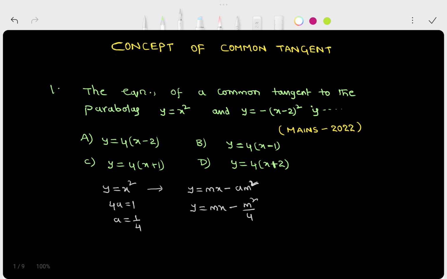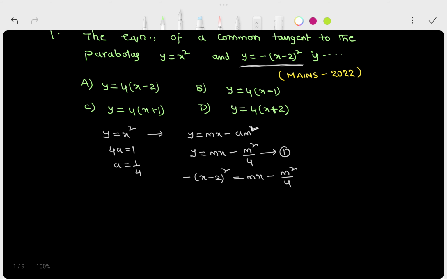Let this be equation 1. Equation 1 is also the tangent to y = -(x - 2)². So solving both equations, you can replace the y value: -(x - 2)² = mx - m²/4.